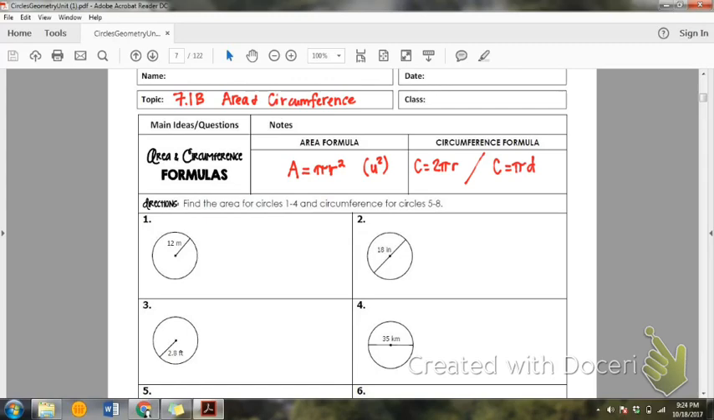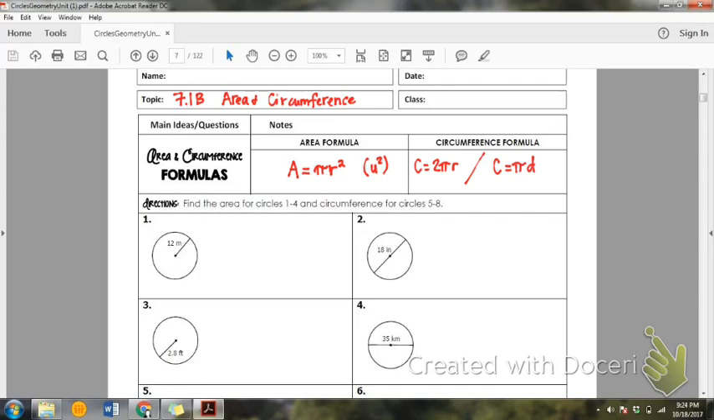So on this page, it says find the area for circles 1 through 4, and then find the circumference for circles 5 through 8. So we're actually only going to do the evens: 2, 4, 6, 8. And so we're going to find the area and the circumference for each of those. We're not going to do the odds, so if you need to use that space for the odd problems to work, that's definitely okay.